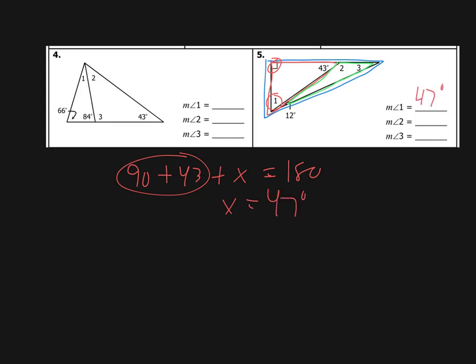For the red triangle, I have two of the three angles. I have the 90-degree angle here, and I have the 43-degree angle, and then I have angle 1, which I don't know, so I'll call that x. I know that's equal to 180. So I can find out the measure of angle 1. I'm going to combine my like terms and subtract from 180, and I should get that x is equal to 47 degrees. So I put 47 degrees here. Now we move on.